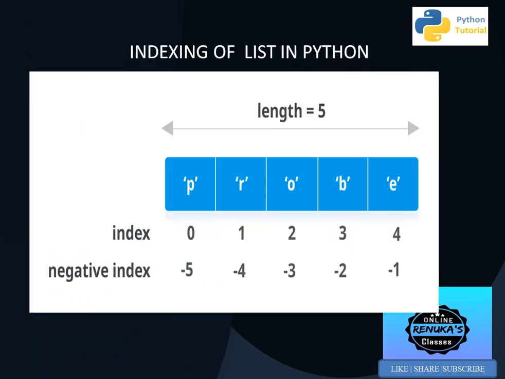Next is indexing of list, how list is represented in memory space. Similar to strings, lists are represented with index 0, 1, 2, 3 and 4. So all the elements are stored in continuous memory locations with index 0, 1, 2, 3, 4. And if you are referencing the list from the right hand side, then the indexing will be -1, -2, -3, -4, -5, like this. So that is known as negative index. So always the first element will have an index 0 in a list.